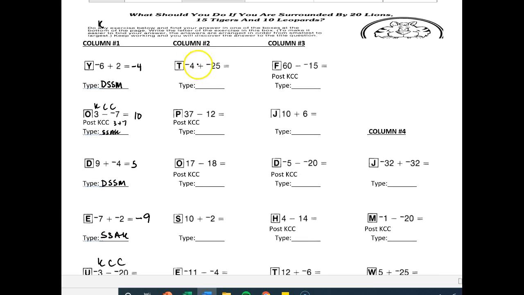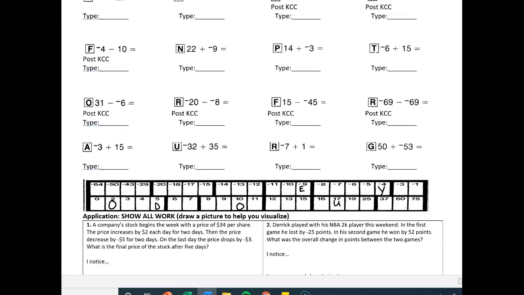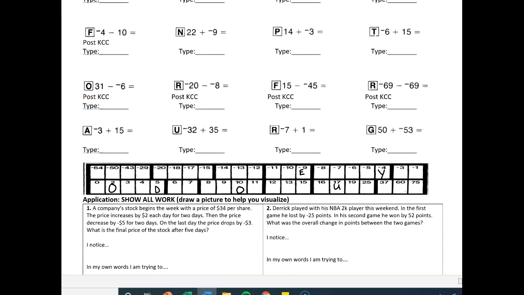Letter T, negative 4 plus negative 25. Those are the same signs, so add them and keep the sign. 25 plus 4, that's 29, and make sure to keep the negative sign. Do me a favor, if you haven't already, always please circle your answers. Makes it very easy for me to check to see if you got the right answer. So go to the back side, you're looking for negative 29, and you're putting T.